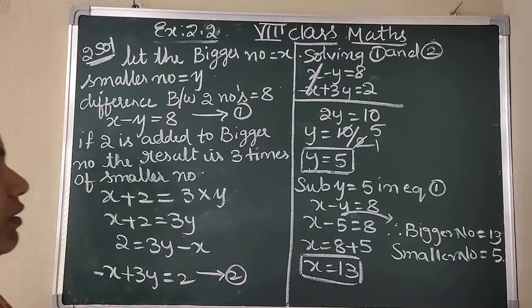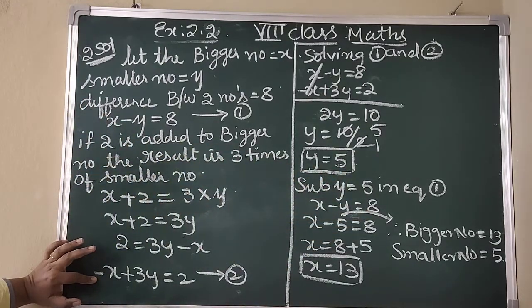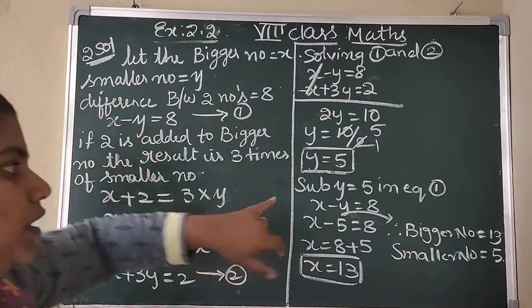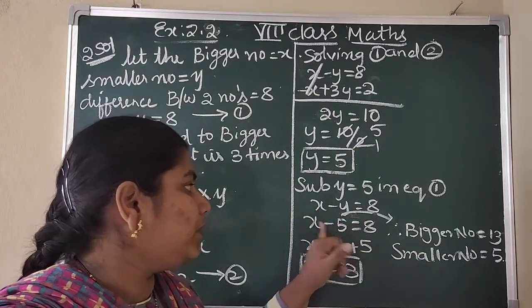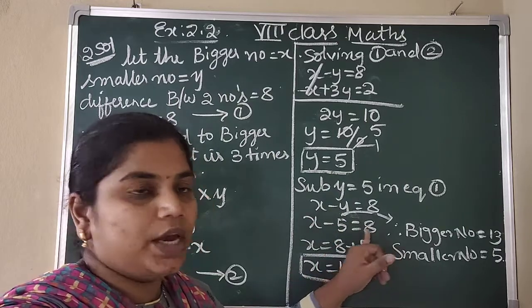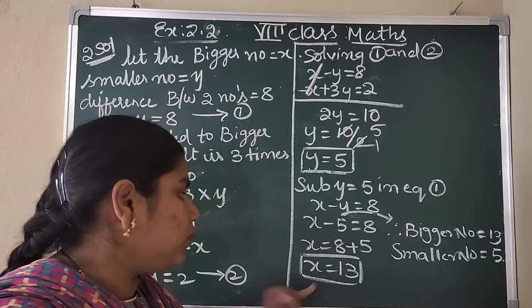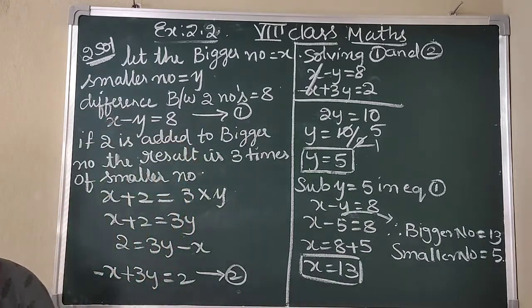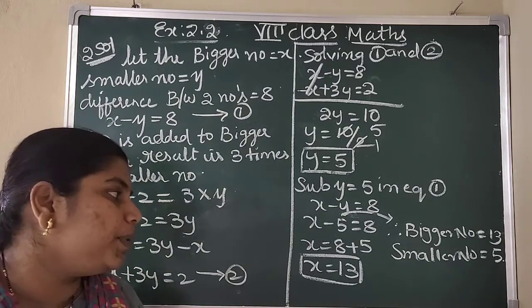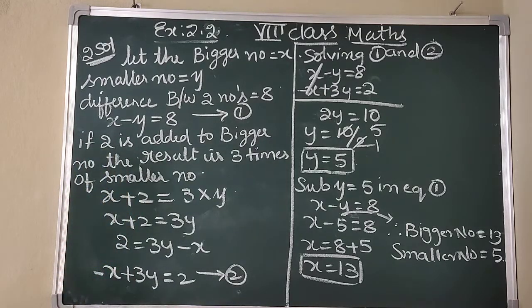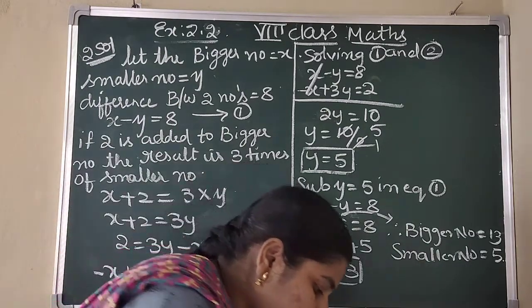Now I am substituting this 5 in equation 1. You can substitute in equation 2 also, but I am doing it in 1. So x minus y is equal to 8. In place of y I wrote 5. x minus 5 is equal to 8. If you transpose this minus 5 to the other side, that will become plus. So the x value you got is 13. So x is nothing but the bigger number and y is nothing but the smaller number. So here x is equal to 13 and y is equal to 5. So this is our second solution.